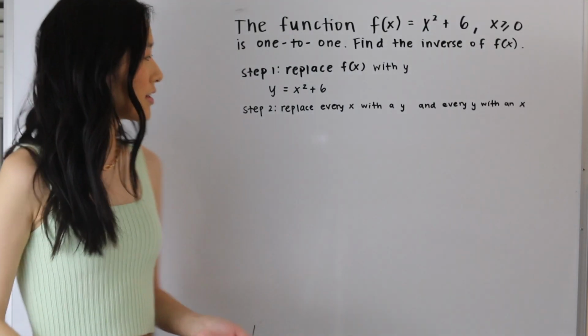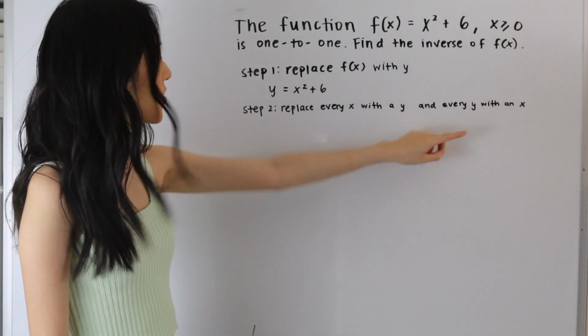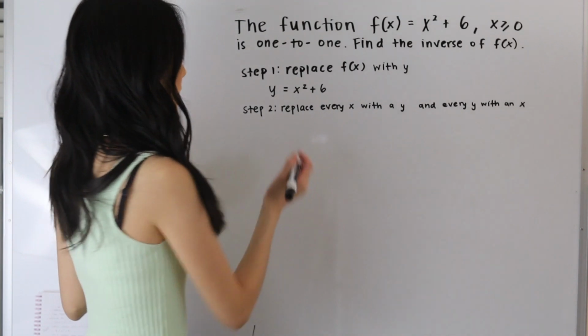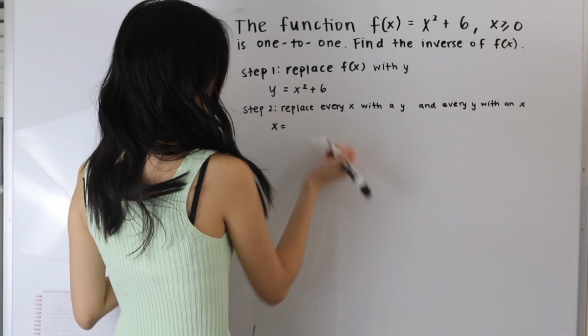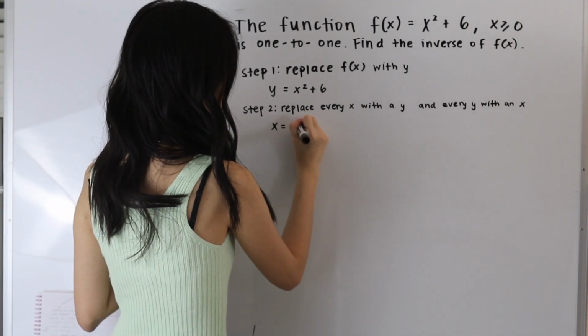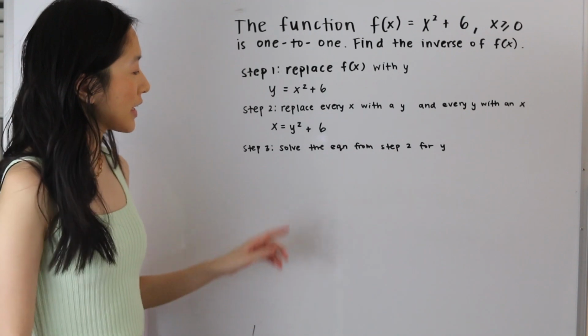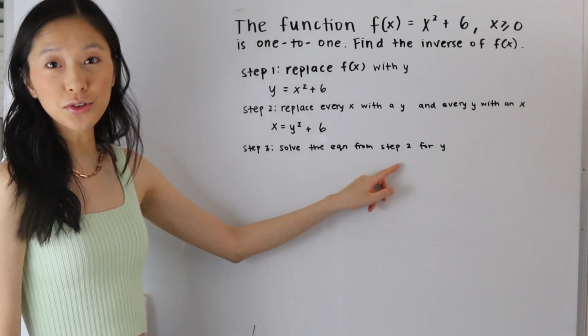Step 2 is going to be to replace every x with a y and every y with an x. So here we have a y, so we are going to replace that with an x. And now here we have an x squared, so we're going to replace that with a y squared plus 6.